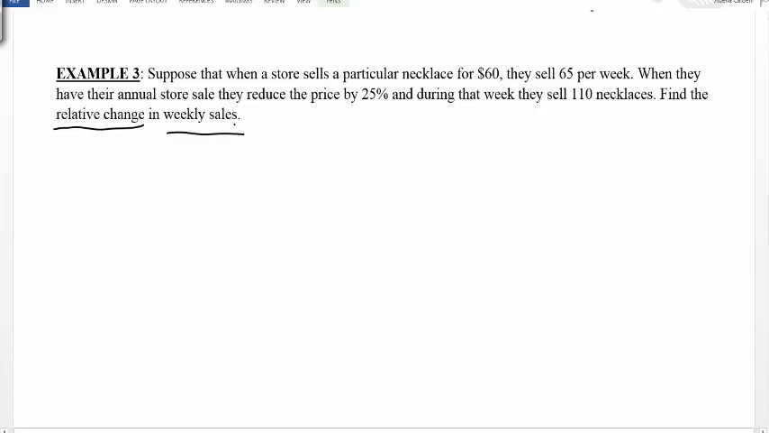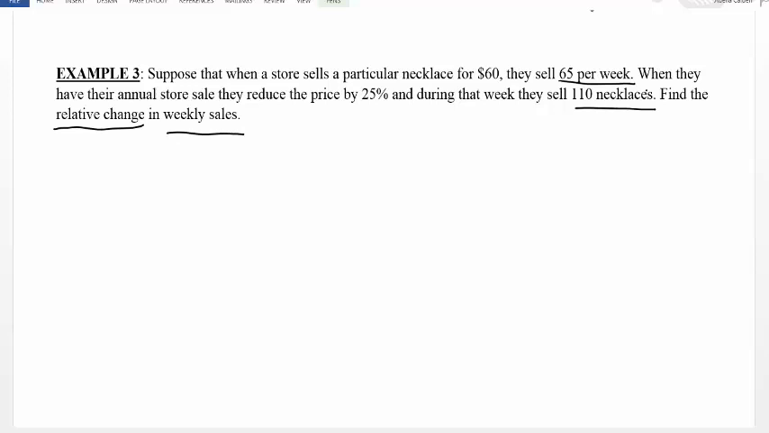Find the relative change, that's what we've been looking at, in weekly sales. So what we're comparing here are weekly sales. The two numbers we have for weekly sales are the 65 necklaces per week at the regular price and 110 necklaces per week at the sale price. Those are the two numbers that we're going to need to find our relative change. In this scenario, the $60 and the 25% aren't giving us the information we need to find the relative change in weekly sales, so those are extraneous numbers. So I encourage you, when you're doing word problems, to make sure you understand the question and to underline what you think is the relevant information.